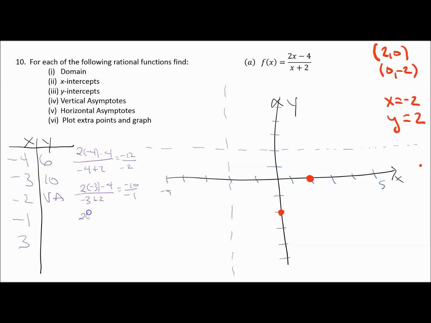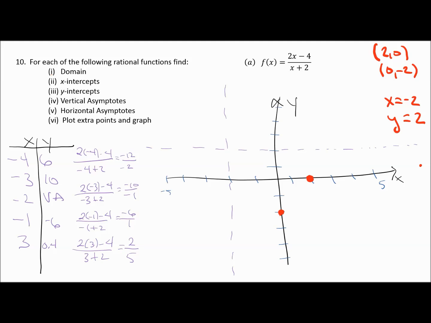I'm going to plug in negative 1. That's going to give me negative 6 over 1, which is negative 6. And I'm going to plug in 3 for my x value. So it's going to give me 6 minus 4 is 2 over 5, or 2/5. Now, nothing wrong with plugging that into the calculator. So 2 divided by 5 in your calculator is going to give you 0.4, 4/10.